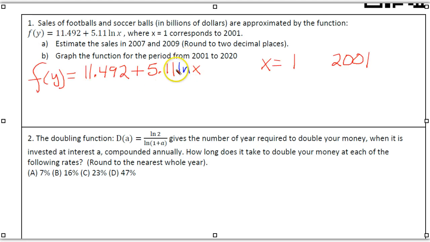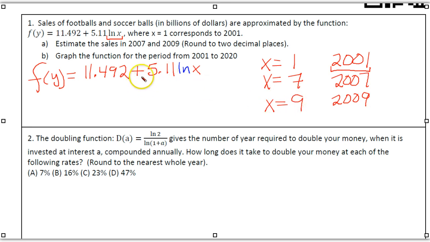And keep in mind we have the natural log of x over here. We don't want to get that mixed up with the 0.11. That's why I changed colors. Now they're also saying that x is equal to 1, and that corresponds to 2001. So what would x be then for 2007? Well, x would be 7. And 2009, x would be 9.